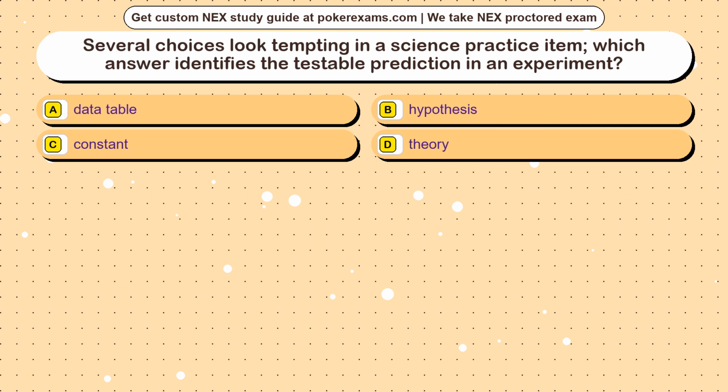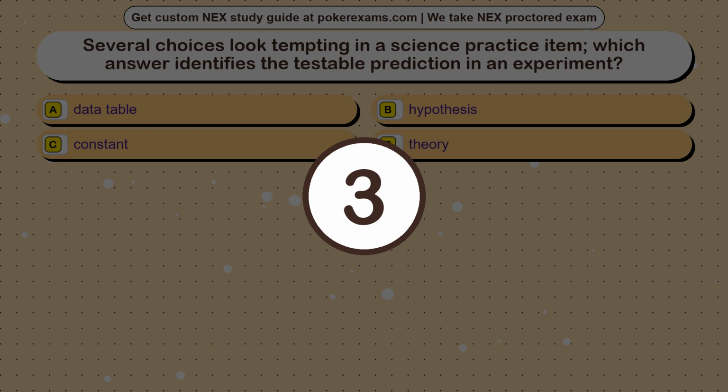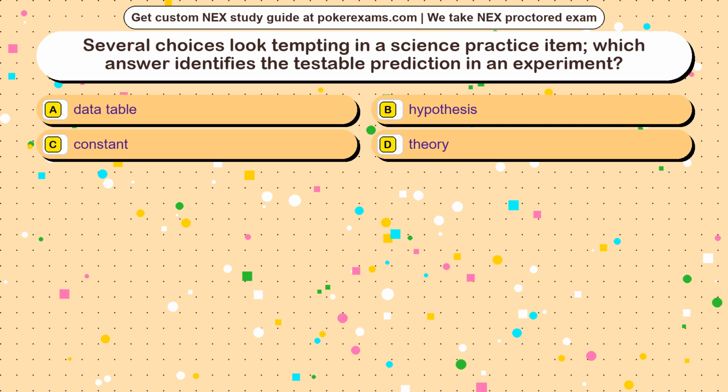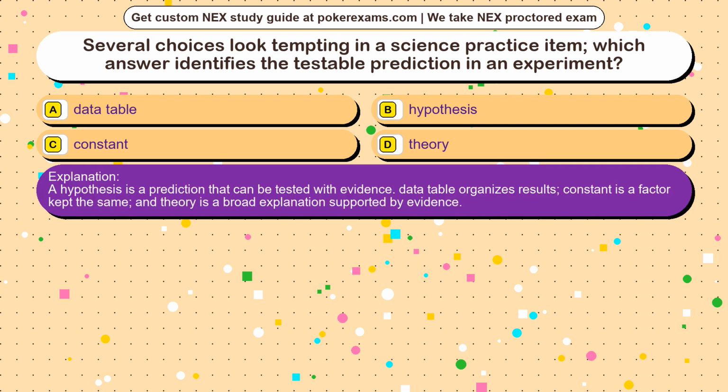Question 12. Several choices look tempting in a science practice item. Which answer identifies the testable prediction in an experiment? Option A, a data table. Option B, hypothesis. Option C, constant. Option D, theory. The correct answer is option. A hypothesis is a prediction that can be tested with evidence. Data table organizes results, constant is a factor kept the same, and theory is a broad explanation supported by evidence.